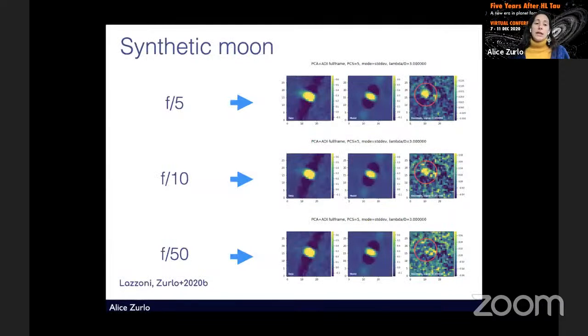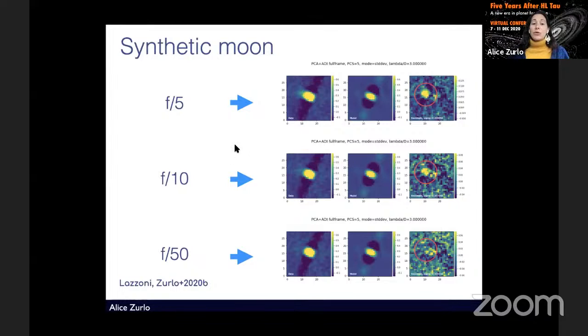So here you can see a simulation of how we can predict the signal of a moon or an exosatellite around the companion. These are real data. This is one of the companions of HR 8799, and we injected a synthetic moon around the planet. So you can see here, this is the data with the synthetic moon. This is the model of the PSF that we want to subtract, and the residual where a moon can show up.